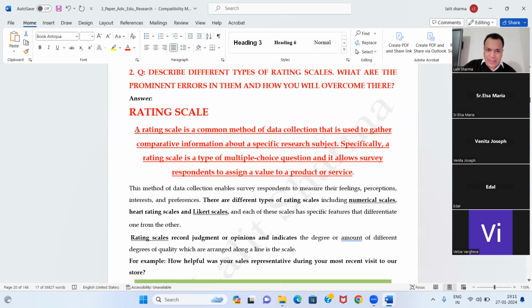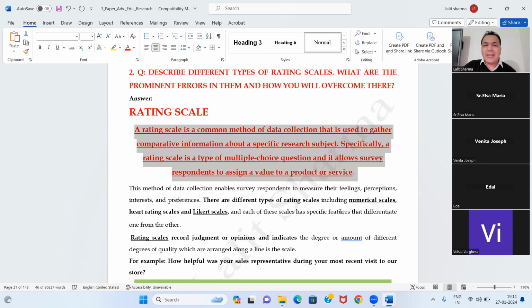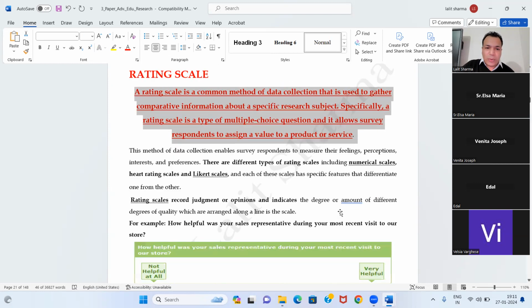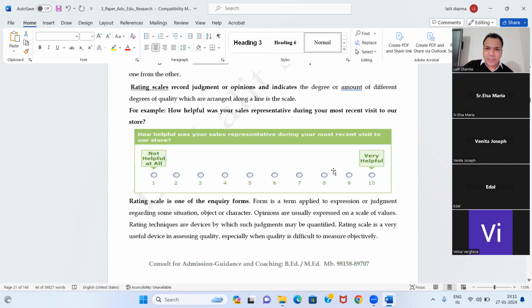So now we open our notes. See, rating scale. What is a rating scale? It is a common method of data collection that is used to gather comparative information about a specific research subject, right? To make this question easy, I have put many images in this question so that it becomes easy for you. See the image, now you will remember it. This is called the rating scale.